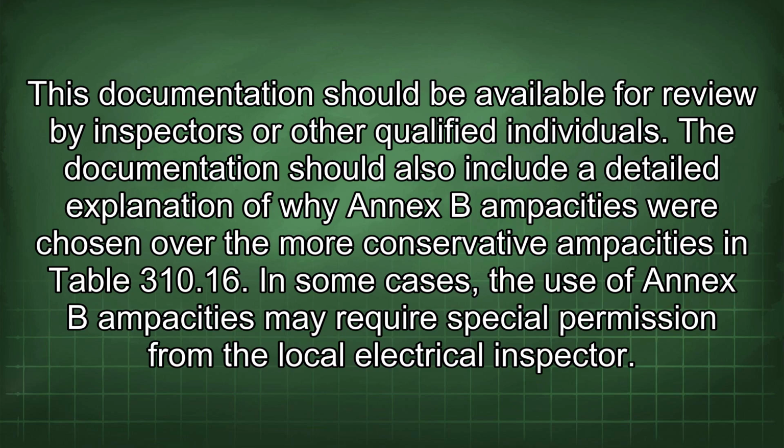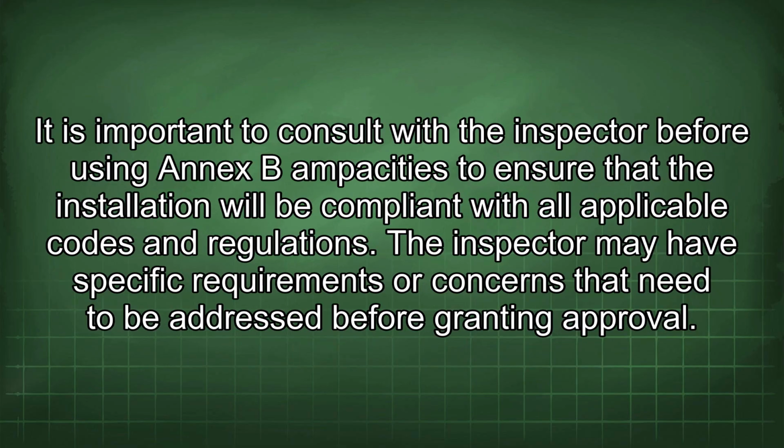in Table 310.16. In some cases, the use of Annex B ampacities may require special permission from the local electrical inspector. It is important to consult with the inspector before using Annex B ampacities to ensure that the installation will be compliant with all applicable codes and regulations. The inspector may have specific requirements or concerns that need to be addressed before granting approval.